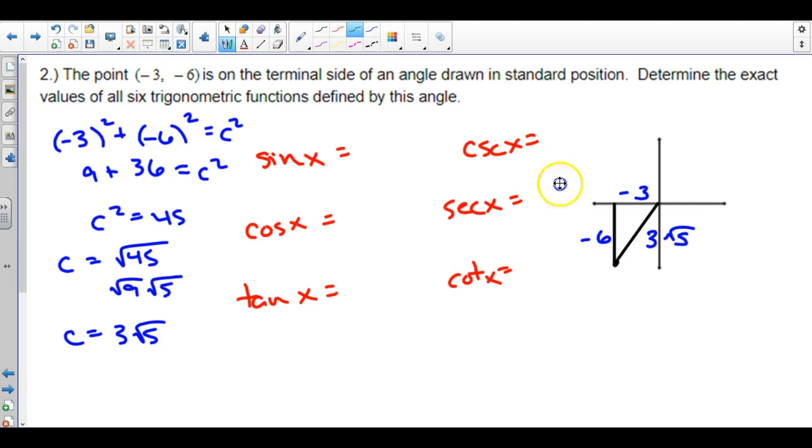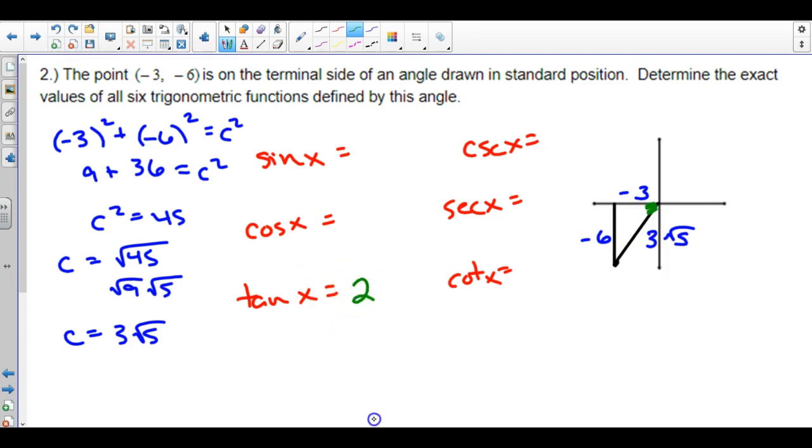So I'll take a look at these. Again, this would be my reference angle that we're talking about. I'll start off with an easy one. I'll do tangent right away, which is opposite over adjacent. So if I were to take my -6 over -3, that's going to end up being 6 over 3, which is +2 then, because it's a negative over negative.